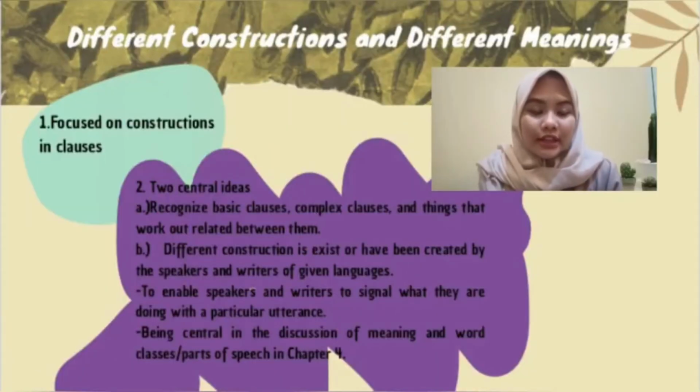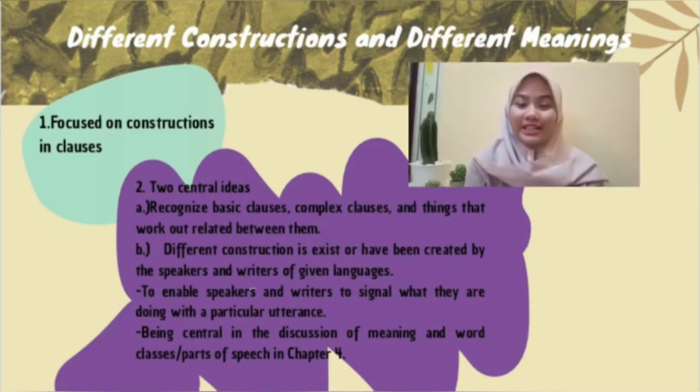Hello, my name is Savira Fitri Adiyatma, student number 018. Here, we focus on constructions in clauses. Two ideas are central to our discussion. The first is that we can recognize basic clauses or complex clauses and work out the relationship between them. The second idea is that different constructions exist, created by the speakers and writers of given languages to enable them to signal what they are doing with a particular utterance. We examine a number of different constructions in English and then consider the question of the relationship among them.